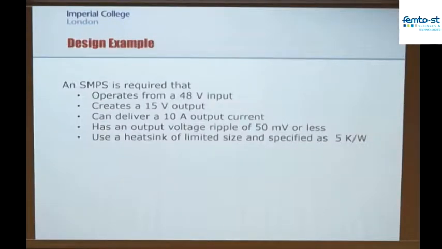So if we look at a very specific example, 48 volts in, 15 volts out, in this case an example of 10 amps, far in excess of what you would expect for a typical energy harvesting device, but the principles are the same.